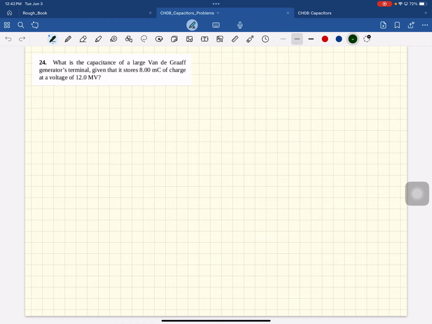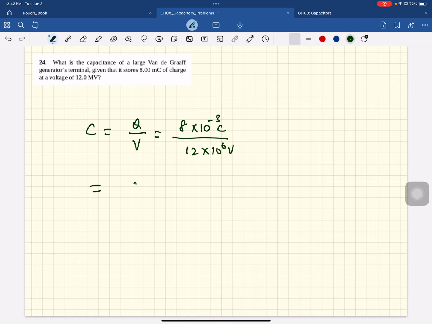Yeah. So the capacitance is given by the charge per unit volt. Okay. 8 millicoulombs and 12 megavolts. So 0.67 into 10 to the minus 9 farads.